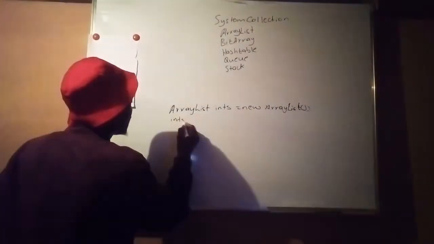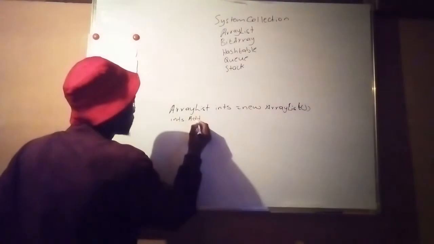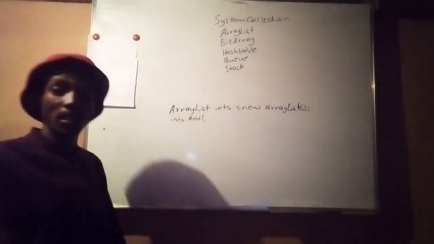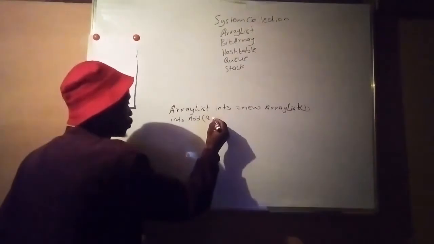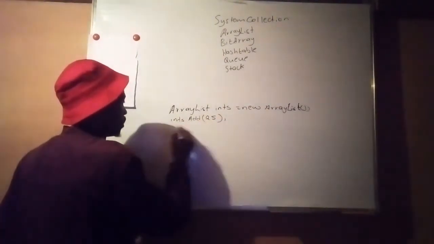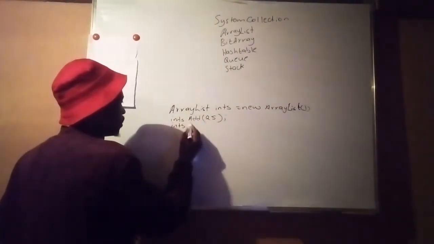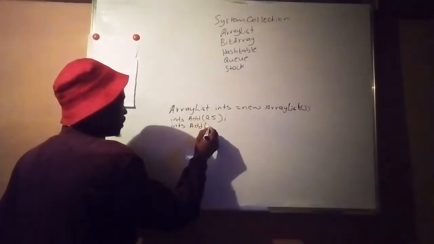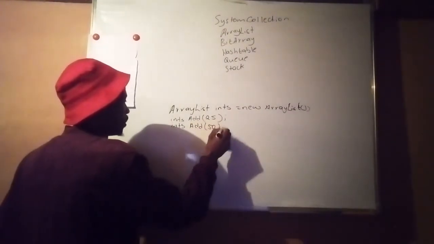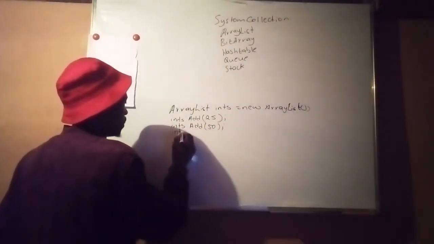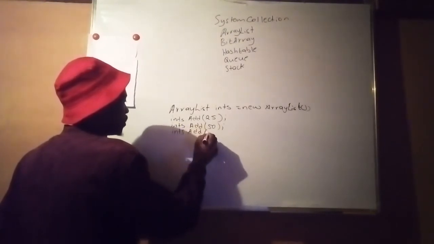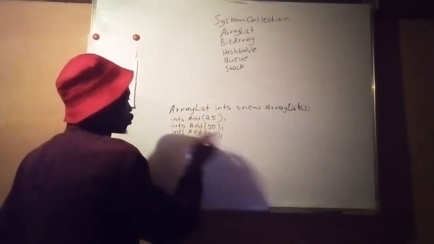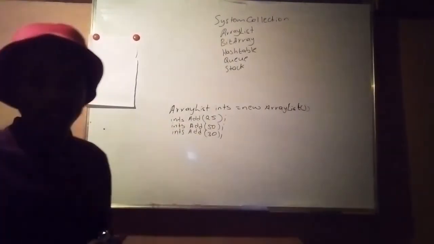Let's add to the array list using the add method, which takes as its parameter the item that you want to add into the container. We're going to start with 25. You say int.add 50, int.add 30. So you can add as many as you want.